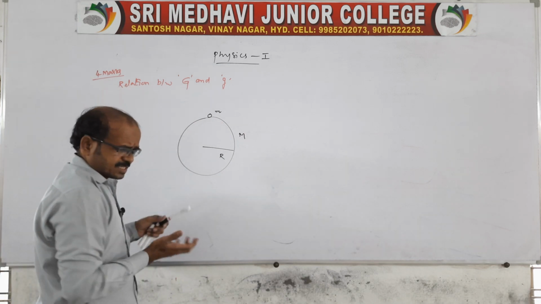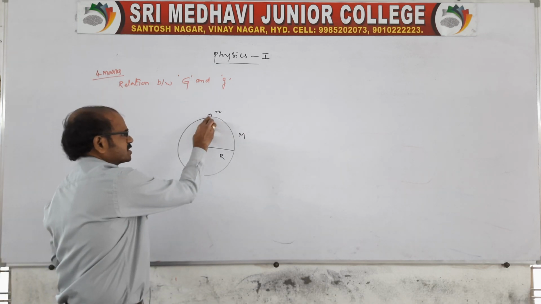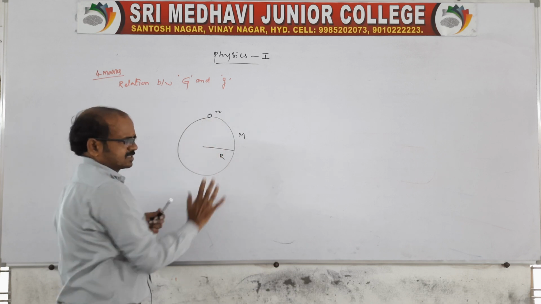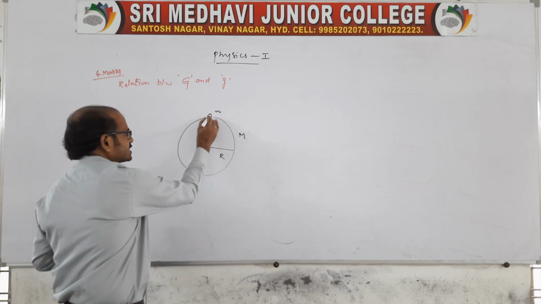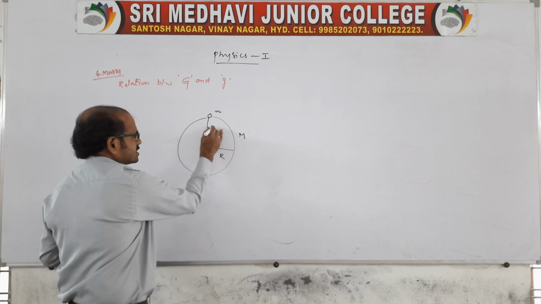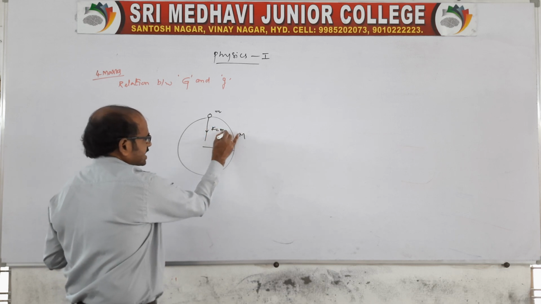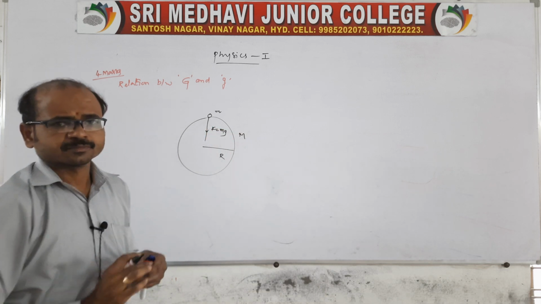So of course, there will be a force of attraction between the small body of mass and the Earth. That force acts towards the Earth's center. That is, F is equal to the weight of the body, which is acting mg downward. The weight of the body always acts towards the Earth's center only.